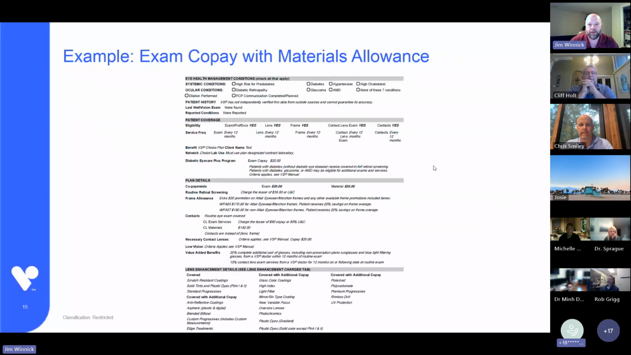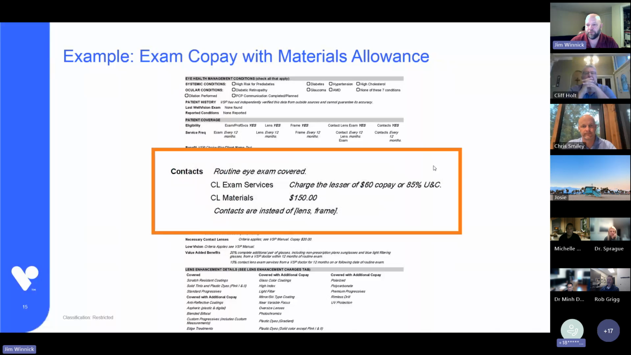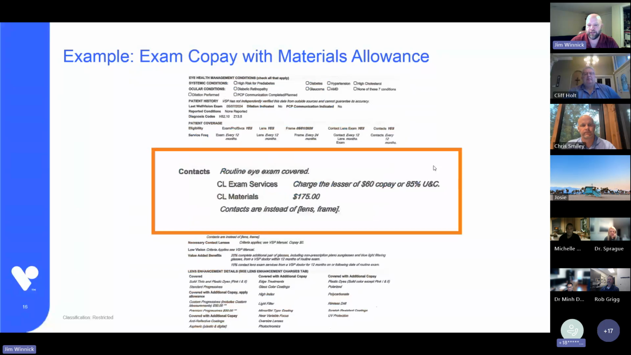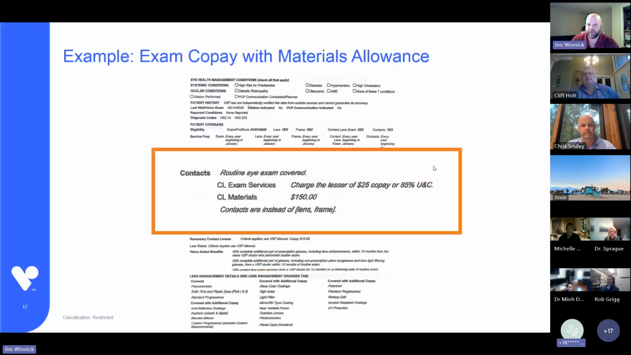So here is your explanation of benefits that most of us will print out with our patients and have them follow around. Here's what this plan looks like. You've got your $60 copay and then $150 toward materials. Here's another example with a $60 copay and $175 worth of materials. And the third example, this one is actually only a $25 copay with $150 worth of materials.